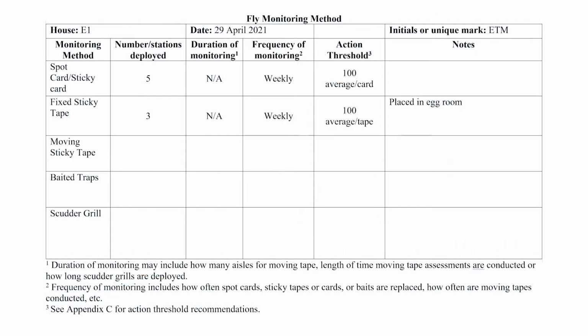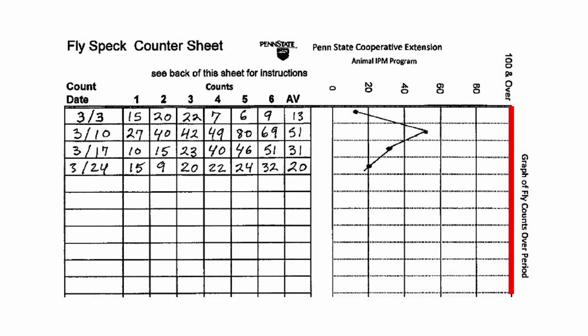To comply with the U.S. Food and Drug Administration regulations, each farm needs to document action thresholds for the method of monitoring used. You can see an example of that here. Having 0 flies is not a realistic goal. You can use the records of your monitoring methods, like this data sheet for spot card counts, to compare your current fly population against the population action threshold level that you set as acceptable.